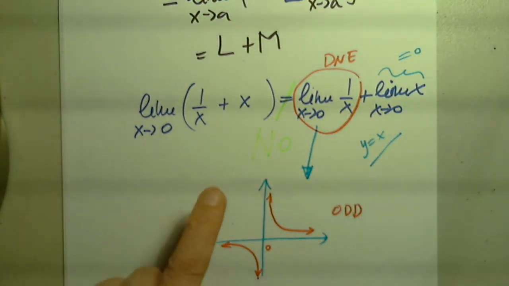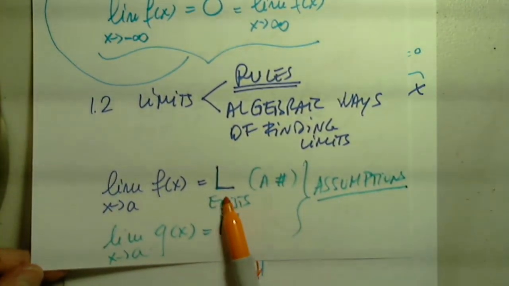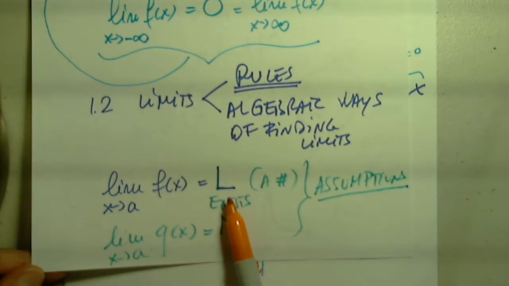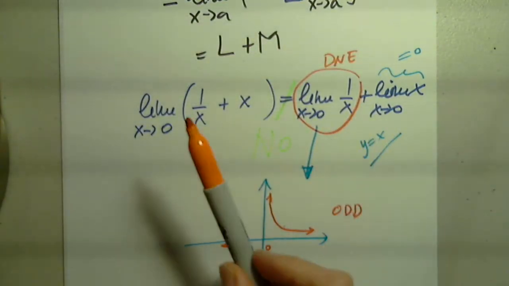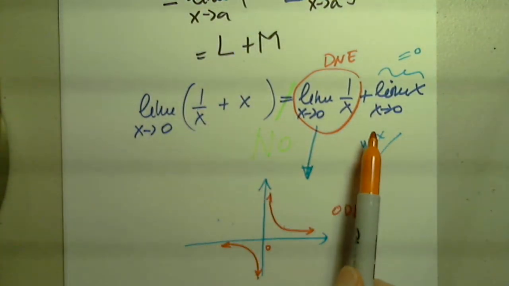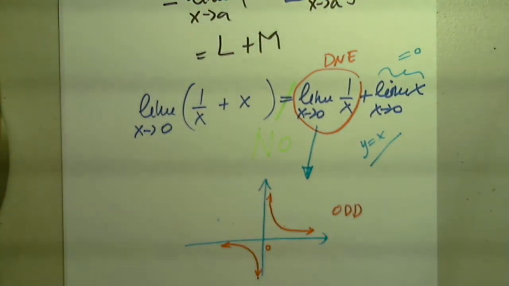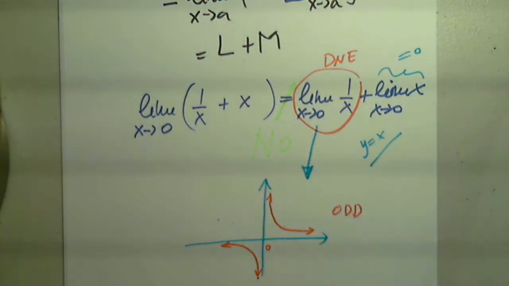So therefore, I cannot use the limit law. Why? Because this is not a number. It does not exist. So we always have to be careful when we apply any of the rules, and make sure that the rule is applicable. Here, the rule is not applicable. This exists, but this one does not.